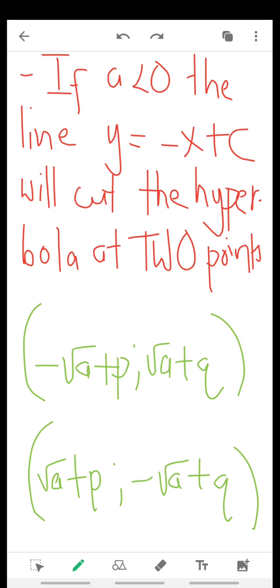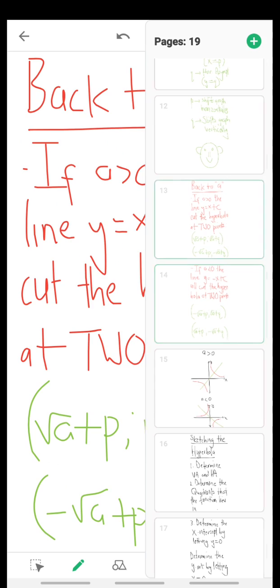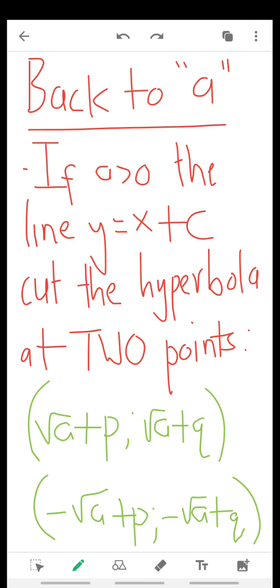This is what you will need. Remember your a value will guide you which sign will be written in all this.